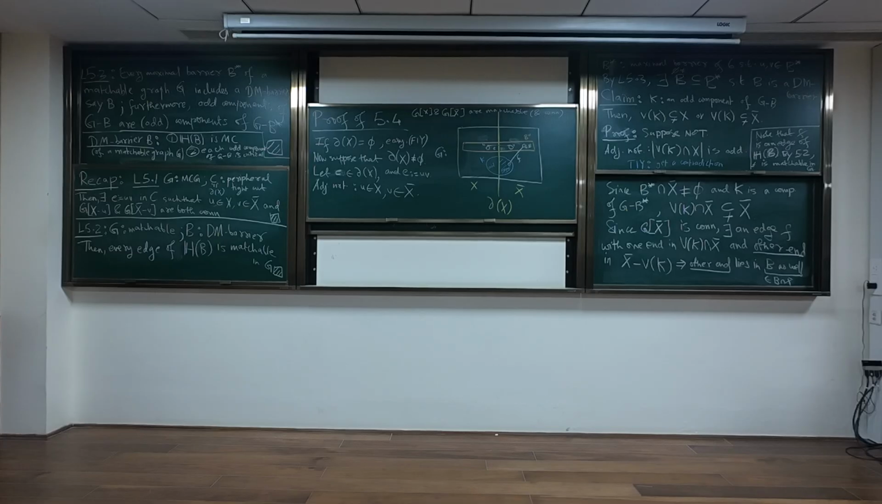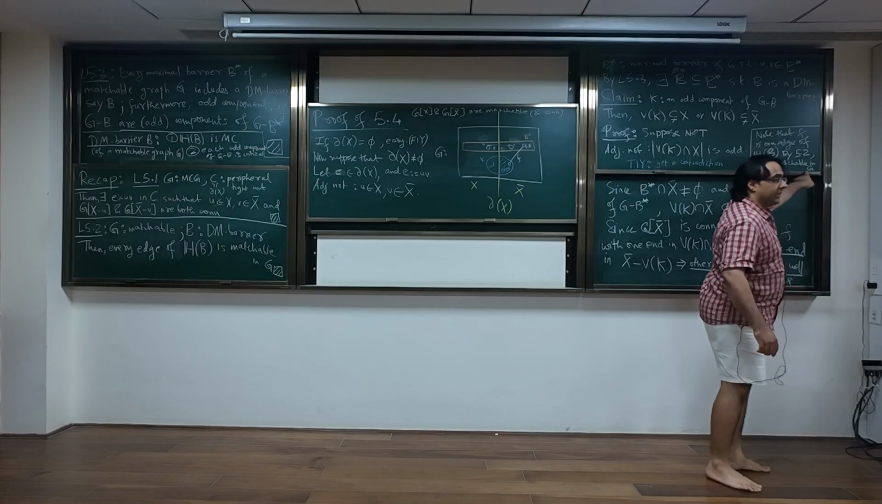Yeah? Everybody sees it? The main point is to get a contradiction to something in the hypothesis. We know that all the edges in the cut are unmatchable in G. Consider a perfect matching of G that contains the edge F. This is the main statement. F is matchable in G.